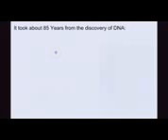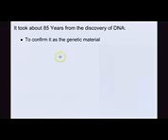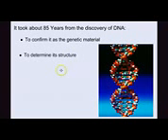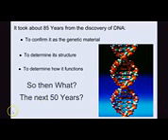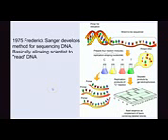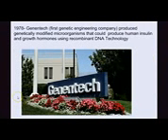So, it took about 85 years from the discovery of DNA to confirm it as the genetic material, to determine its structure, and determine how it functions. So what about the next 50 years after that? In 1975, Frederick Sanger developed a method for sequencing DNA, which basically allows scientists to read DNA. Shortly after, in 1978, Genentech, the first genetic engineering company, produced genetically modified microorganisms that could produce human insulin and growth hormones using recombinant DNA technology.